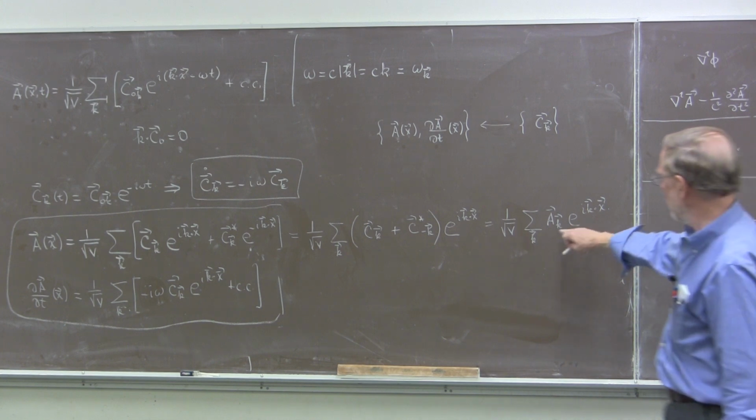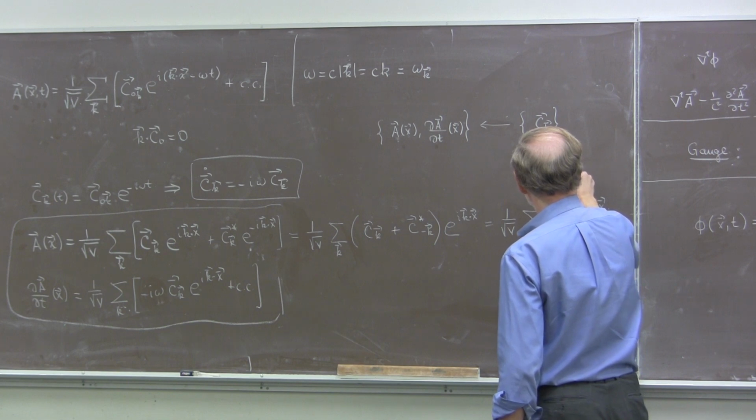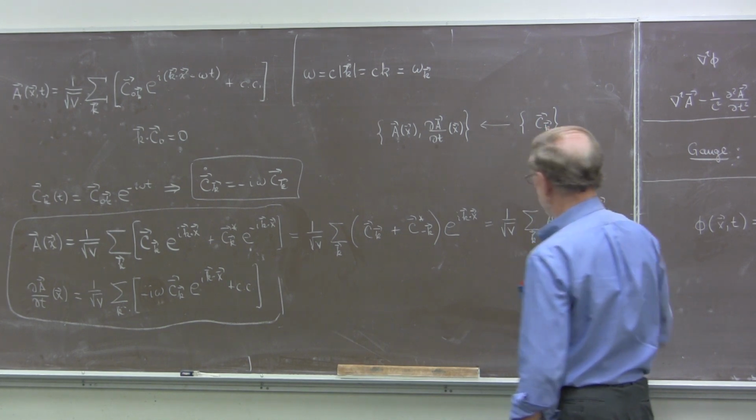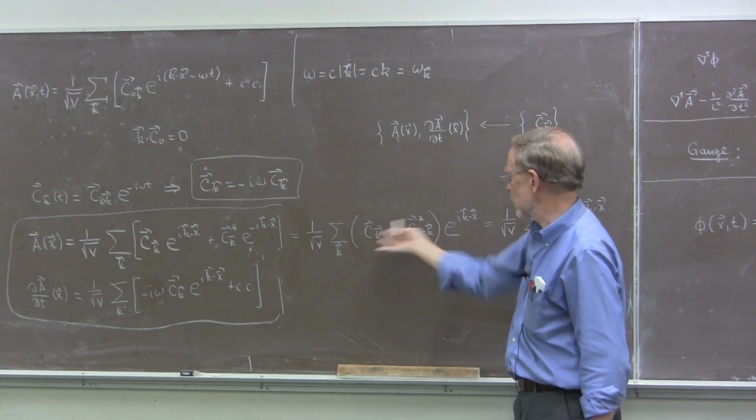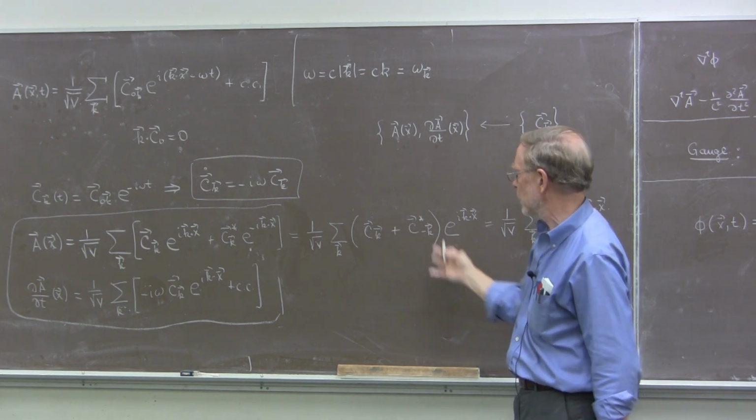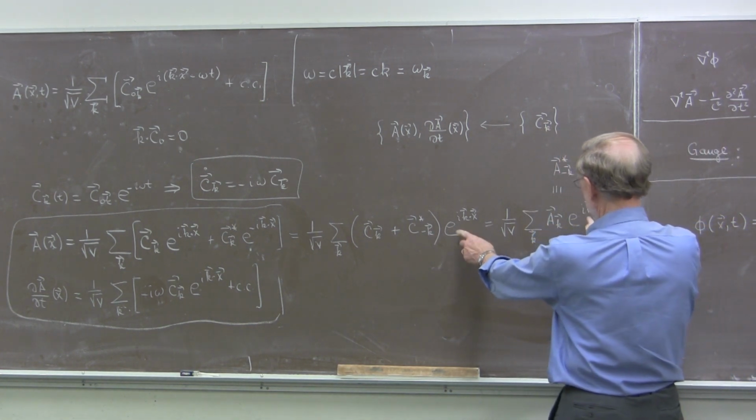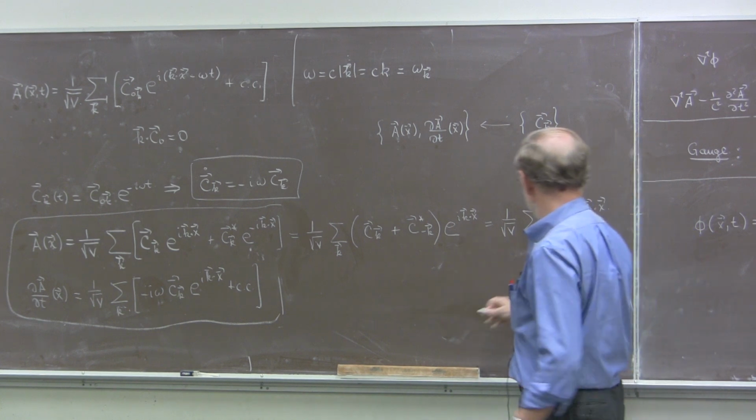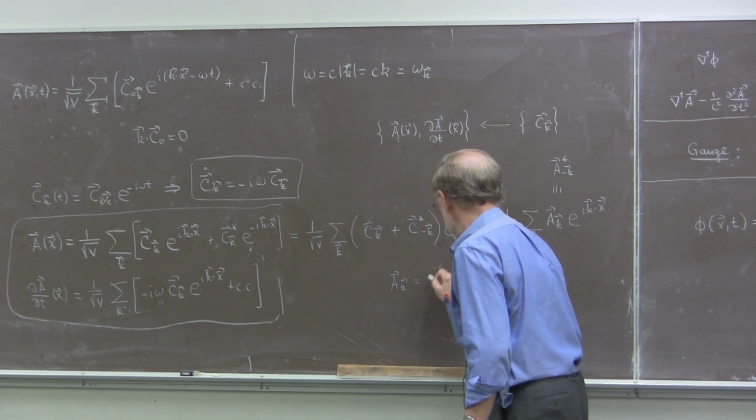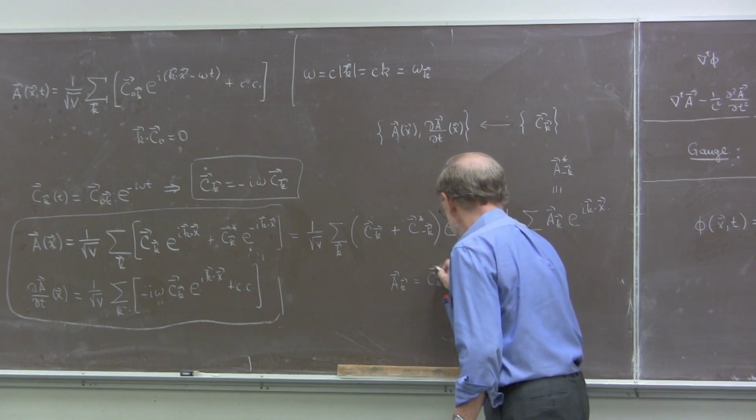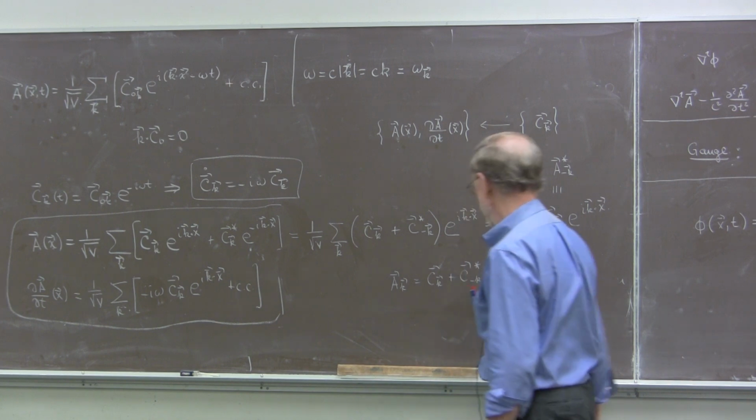Now, because A is a real field in real space, A sub K is actually equal to A sub minus K complex conjugated. But the C's don't correspond to any vector field in real space. These are just mode amplitude coefficients. That's all they are. In any case, by comparing these two formulas and using the linear independence of e to the iKx, we get a formula that says A sub K is equal to C sub K plus C sub minus K complex conjugated.